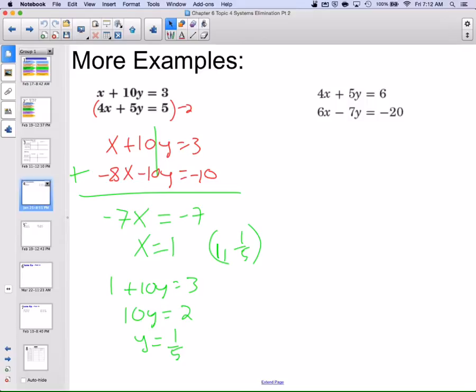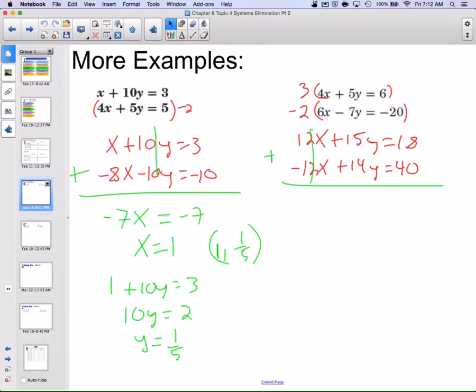All right, looking at the next one over here. This one's a little harder. I think I want to make the x's the same, but in this case I have to multiply both of them. So I'm going to multiply this one by 3. Multiply this one by -2. And you'll see why. So I get 12x plus 15y equals 18. And negative 12x, there we go, plus 14y equals +40. Adding them together, x's are gone. 29y equals 58. Oh, that actually works nicely because that makes y 2.